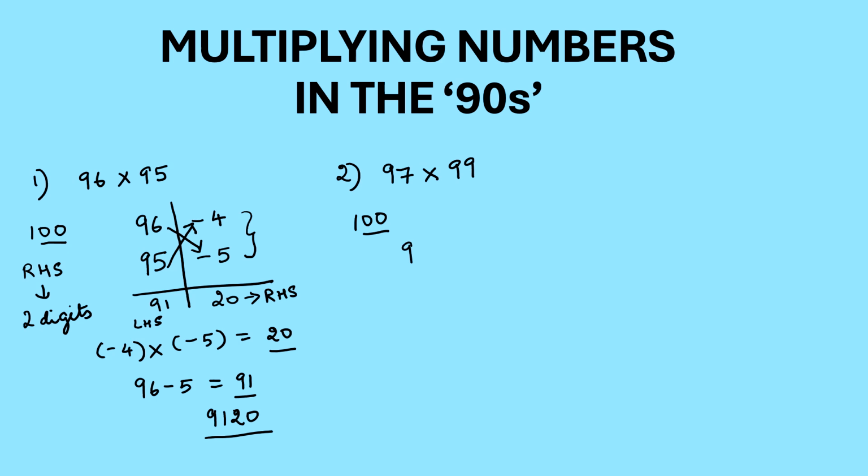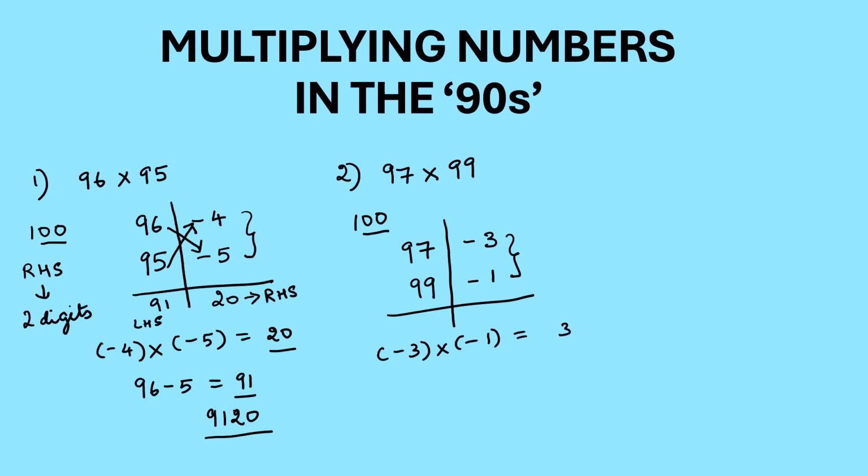To do the problem, we write down the numbers being multiplied one below the other. We know that 97 is 3 less than 100, so we write down minus 3 next to it. We also know that 99 is 1 less than 100, so we write down minus 1 next to it. To calculate the RHS, we multiply these two numbers. Minus 3 times minus 1 gives you 3.